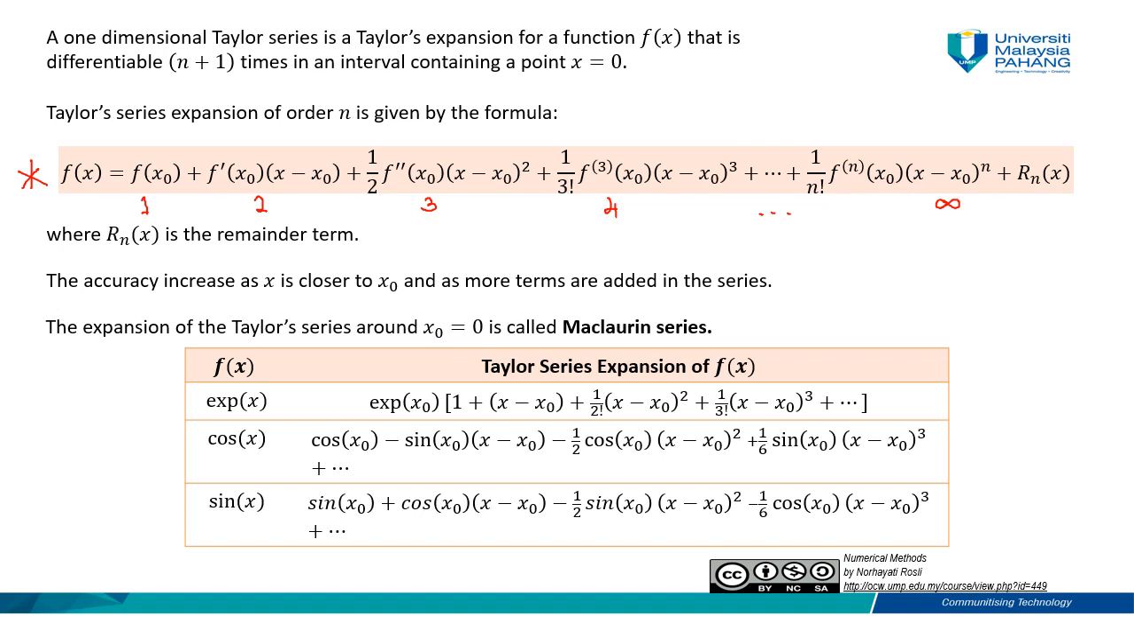And the expansion of the Taylor series around x equal to 0 is called the Maclaurin series. And this is an example of a Taylor series for a function f(x). You can approximate functions such as the exponential, cos x, sin x, and any other function.